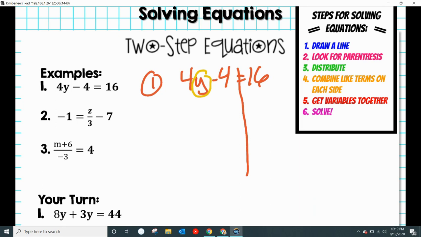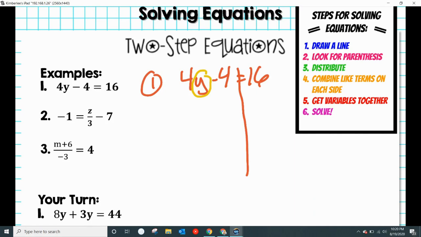Do we handle the subtraction or do we talk about the 4 that's multiplied? Which piece do we move first? I always tell you when you solve an equation, it's kind of like unwrapping a present. You can't just pull the present out. You have to take the bow off first. You have to take the wrapping paper off, and you probably have to take the lid off of the box or take the tape off of the box. There's steps to it.